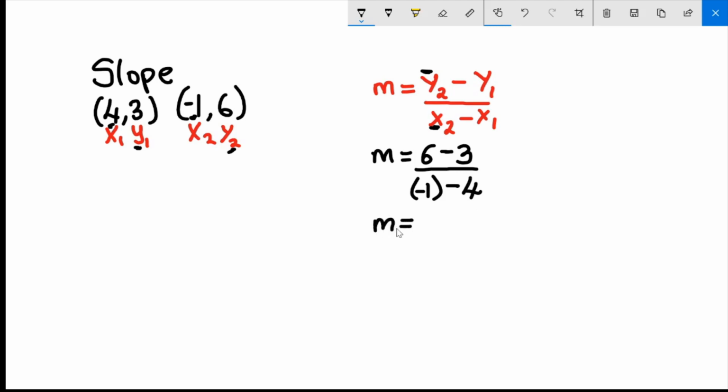So m is equal to 6 minus 3 is 3. And then -1 subtract 4 is -5. So the slope of a line passing through the points 4, 3 and -1, 6 is equal to 3 over -5, or -3 over 5. And that's how you solve for the slope.